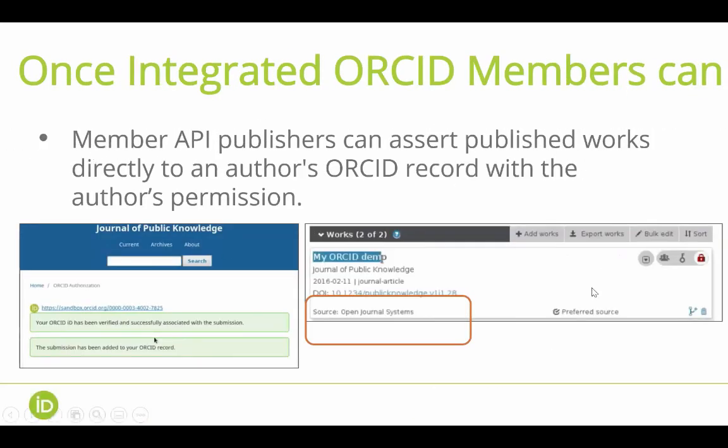And this slide is particularly for ORCID members. If the publishing organization is an ORCID member, using the member API, publishers can assert published works directly to an author's ORCID record. For example, during the submission process, the author or the contributor will authenticate into the journal system, and the message here says your ORCID iD has been verified and successfully associated with the submission. After you finish publishing this article, that information can directly connect to the contributor's ORCID record, and the source name will be yours, like Open Journal Systems or your journal's name. We call this assertion. It lets you help us identify reliable information about this article or other publications.